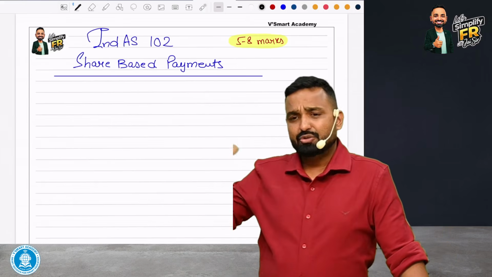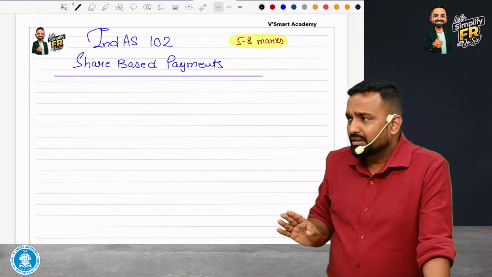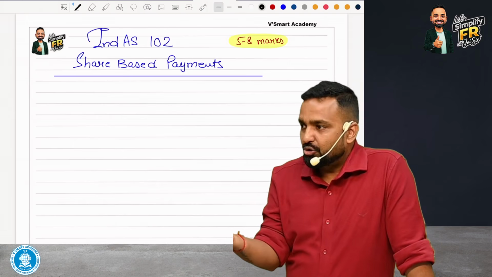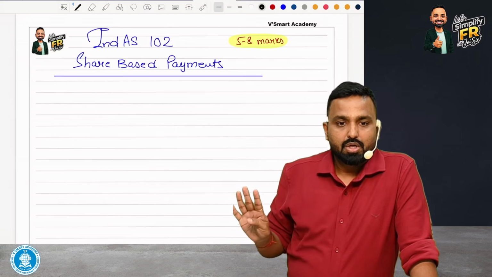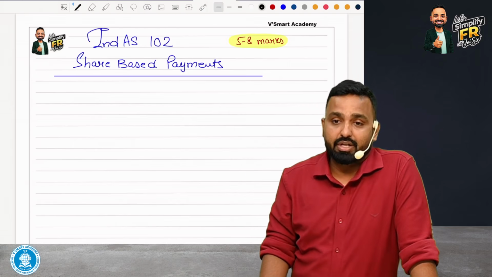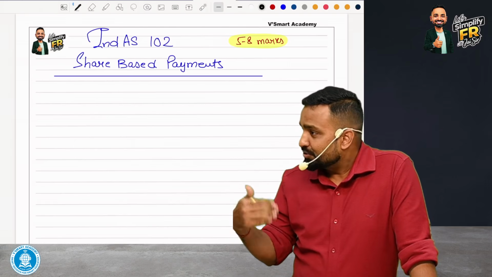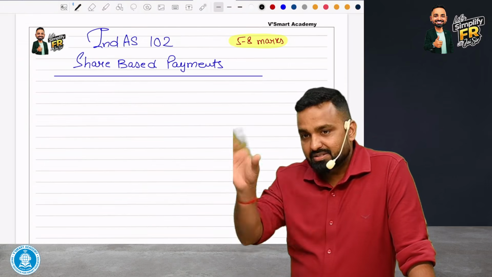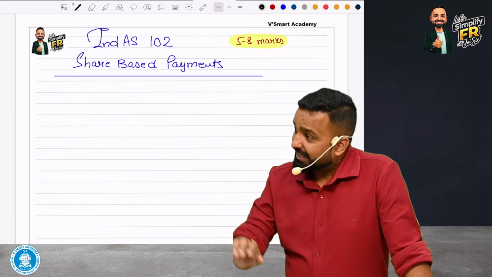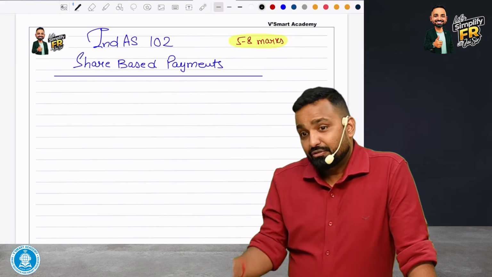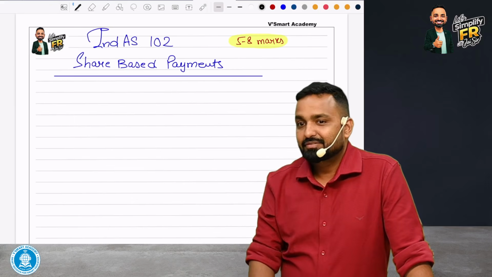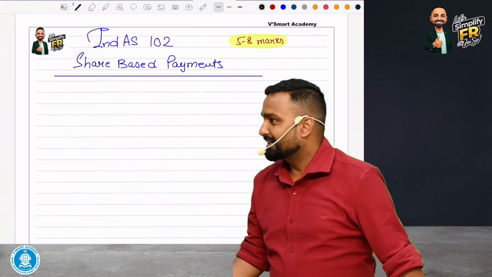Tell me, what are the scopes? ESOP accounting, SAR accounting, ESOP with cash alternative accounting, modification accounting. Understood? Fifth part, cancellation accounting. I announced ESOP, but after some time I cancelled. I said I won't give you. As soon as I said that, you will ask me for compensation.